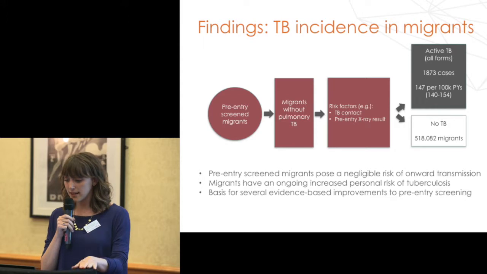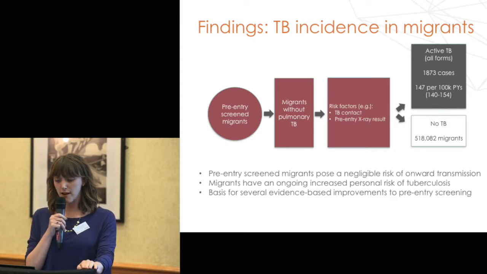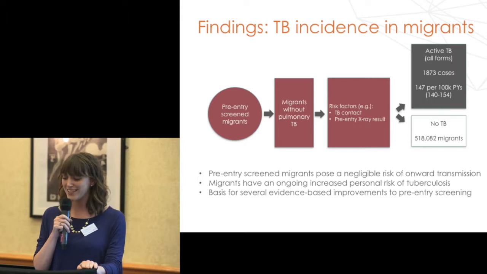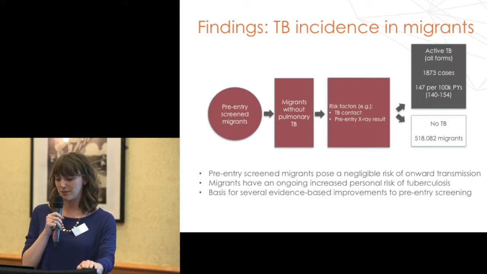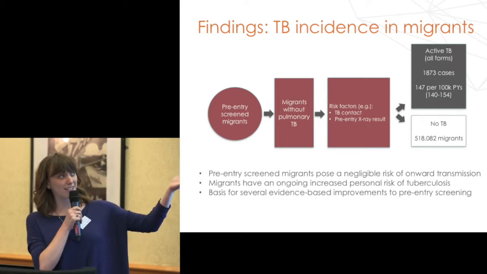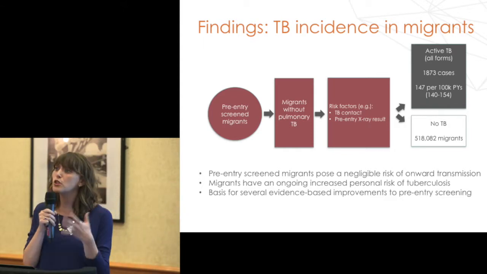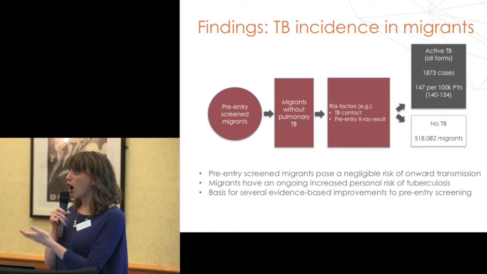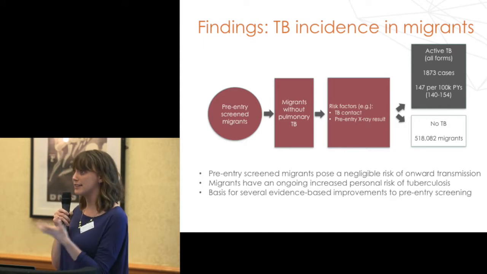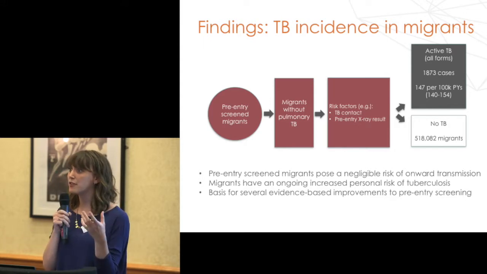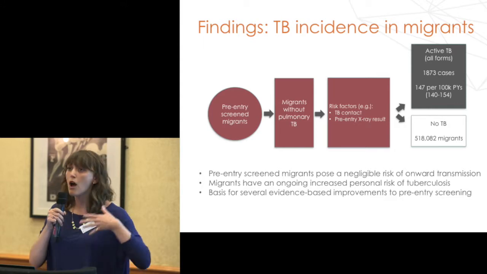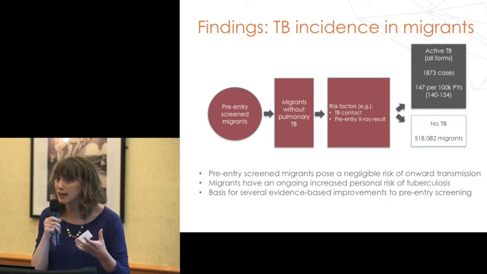We had an incidence rate of 147 per 100,000 person years. And as you can see here, a majority of migrants do not develop TB. What's so important about this is that, as Cole and other people have touched on, the narrative about migrants and the health of migrants can often be that migrants come into countries and bring infectious diseases.